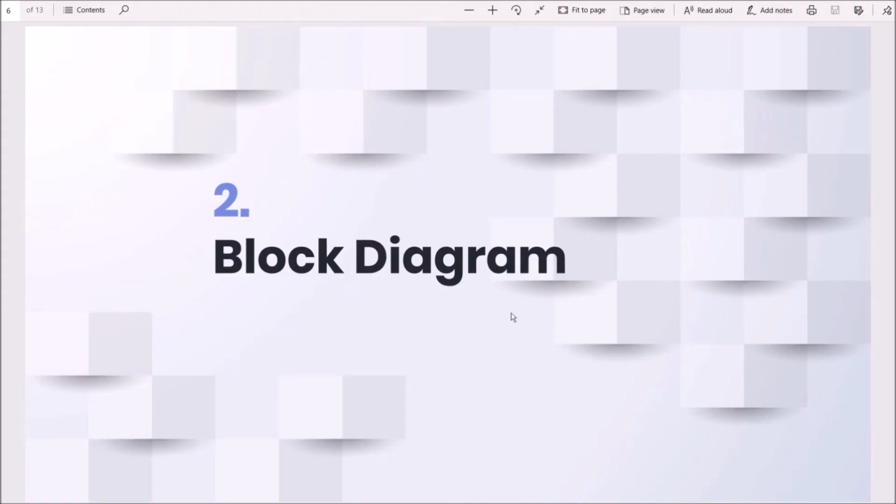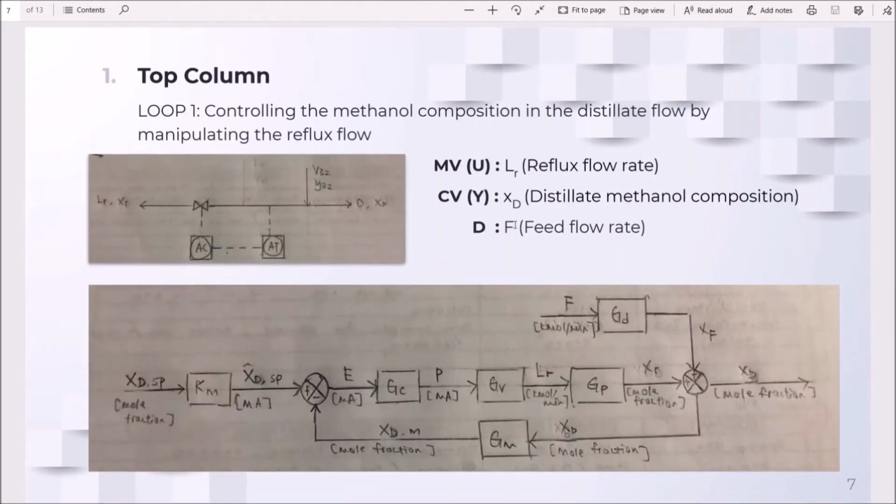Thank you. My name is Muhammad Haikal and I will present the block diagram. For the first one, which is the top column, this loop aims to control the composition of the methanol in the distillate flow by manipulating the reflux flow. And from this PNID diagram, we can determine three variables.